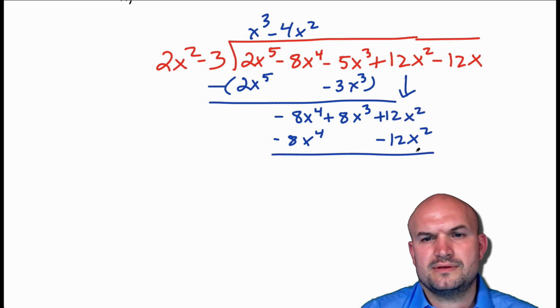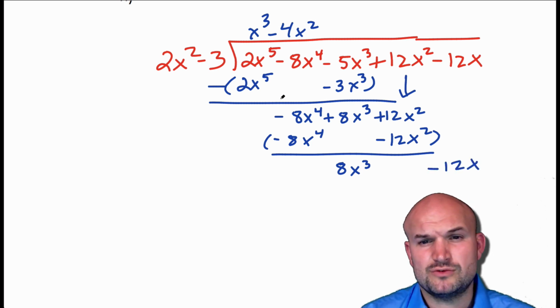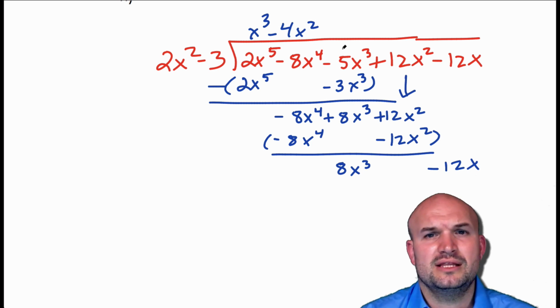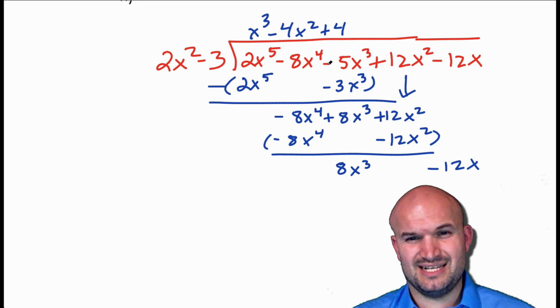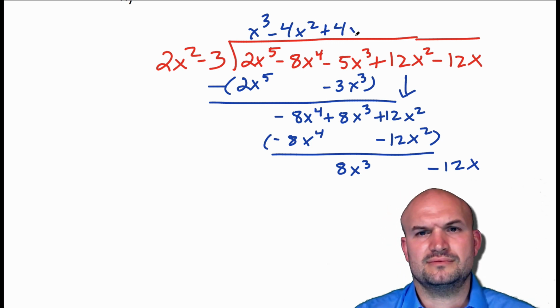Okay, subtract the rows. That goes to 0. Bring that down, 8x cubed. That goes to 0. So let's bring the 12 down. 2x squared divides into 8x cubed. That'd be a positive 4, positive 4x.